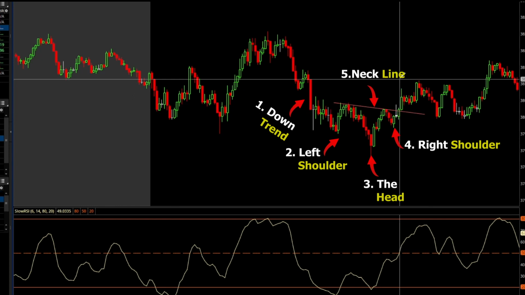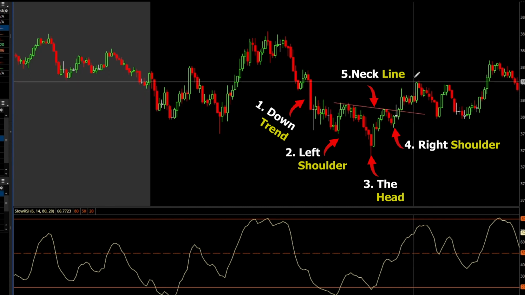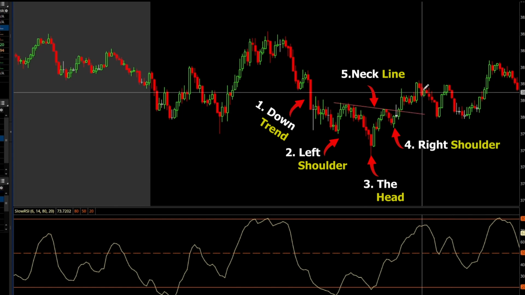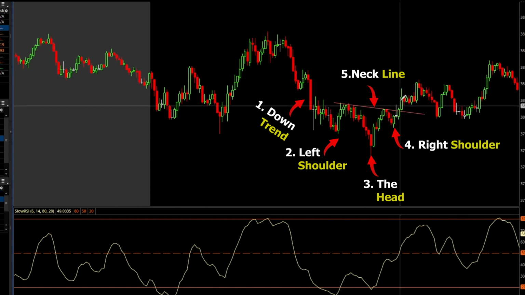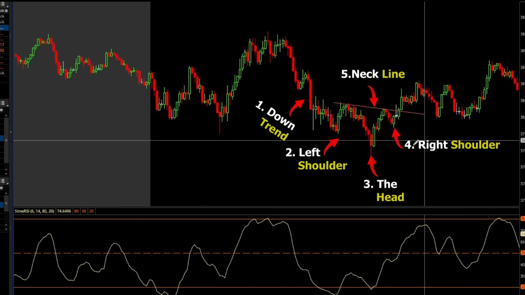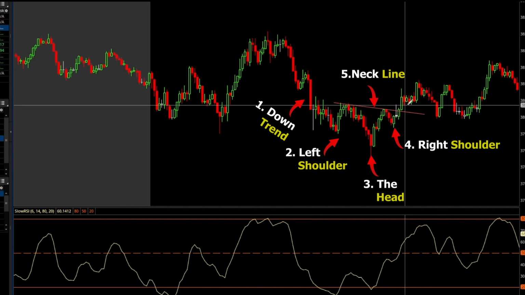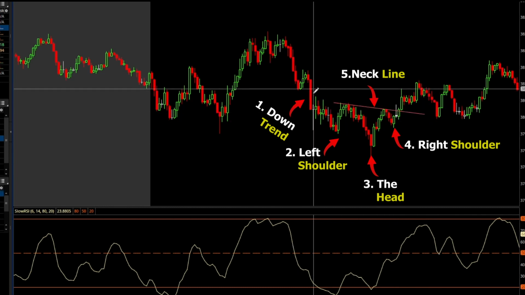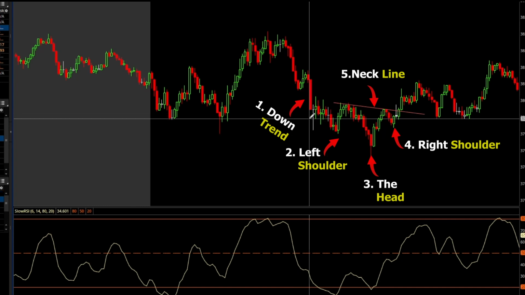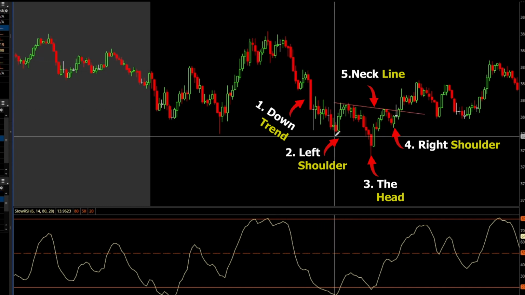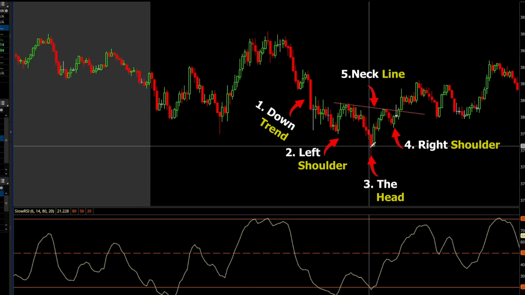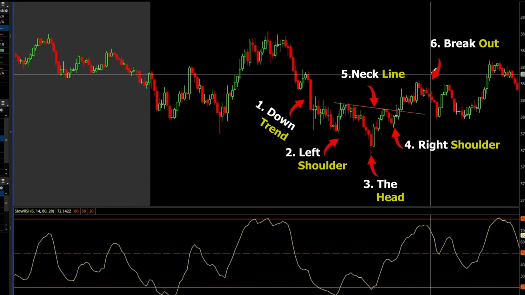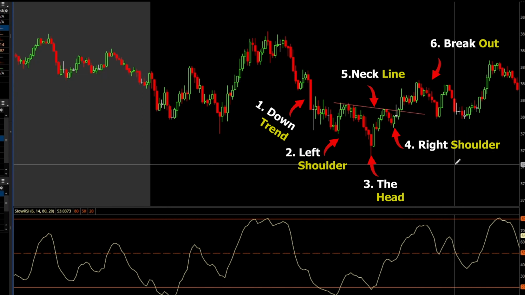And as it breaks that neckline, you get the nice pop up. Then it moves on up and eventually gets rolled back down, but you could have had the opportunity right here in this little move. It depends on what your time frame is, what your position sizing is, but that is, for sure, an inverse head and shoulders. Go one more time. We got a downtrend, our left shoulder, our head, our right shoulder, the neckline, and the breakout. Let's see if we can find one more example.